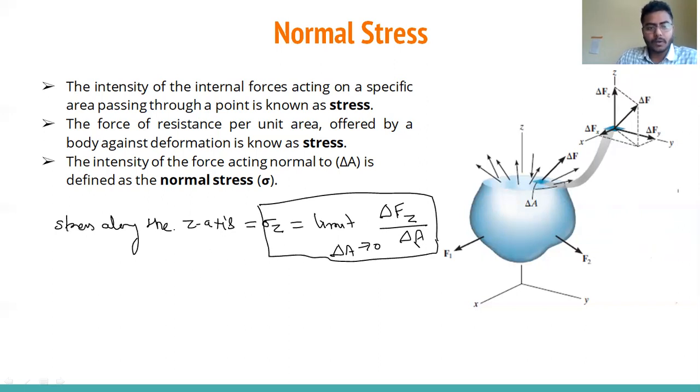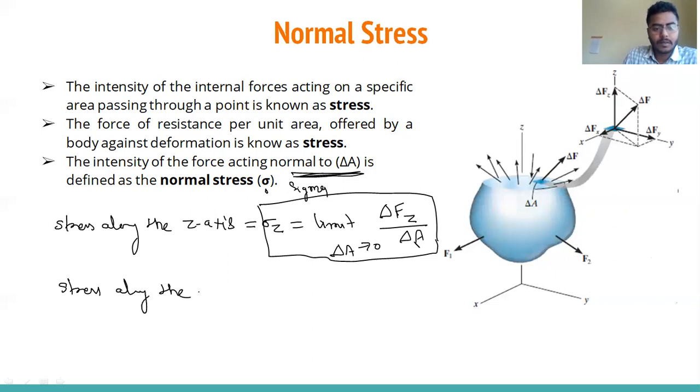So now this is called when the intensity of force acting along normal to a small area or a specific area, that is delta A in this figure, is defined as normal stress. For normal stress, generally we denote it by sigma. This is called sigma, right? And for the direction, we just write sigma z. So the normal stress in z direction is sigma z.